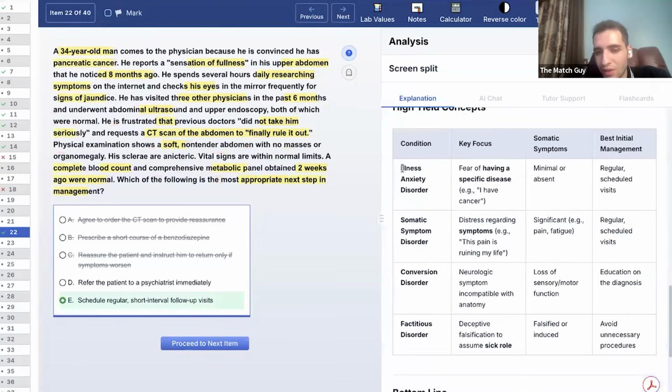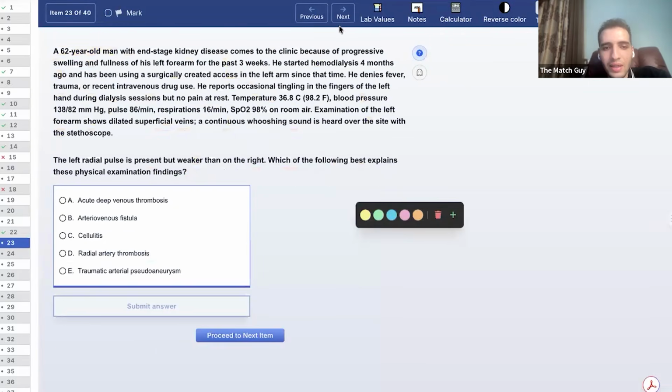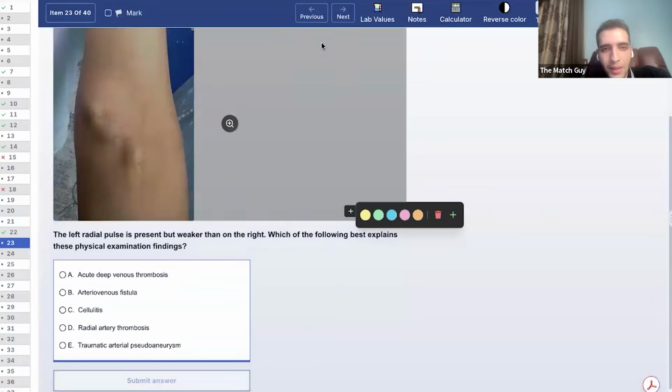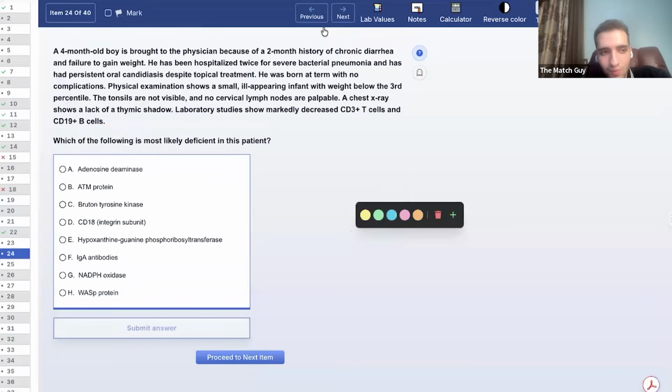Here there is a good table differentiating illness anxiety from somatic symptom and from conversion. Let's see another one. Here it's not arteriovenous fistula. Here, that one is very important.